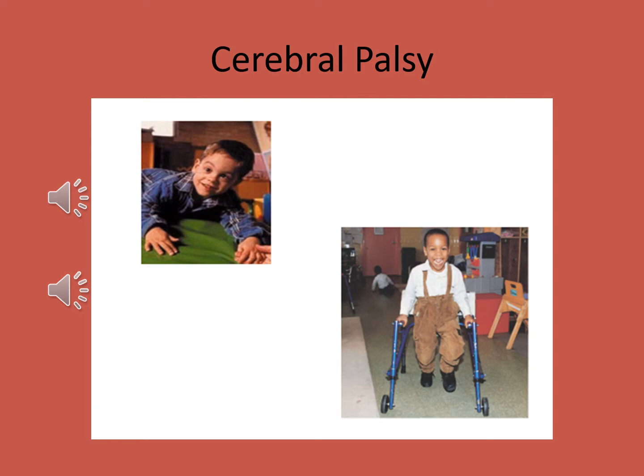There are two main categories that we use to classify CP. The first one is the pyramidal, or the spastic, it's easier to say spastic, and the other is the extrapyramidal or dyskinetic. For study purposes and for testing purposes, I want you to focus on spastic because that is the most common type that we see. In your notes, I do talk a little bit about dyskinetic, but we are going to focus on the spastic type.